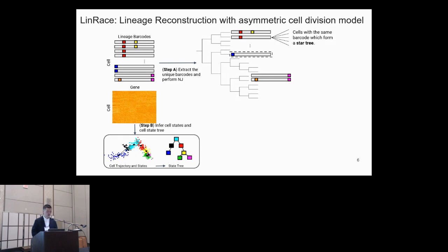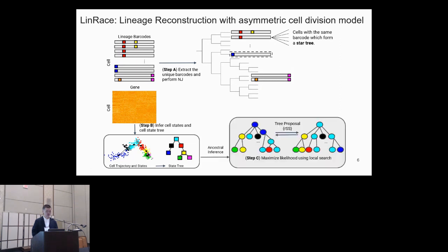Step two is to take the gene expression data, and we run a certain trajectory inference method to get the cell state as well as the cell state tree of the gene expression data. For each group of cells with the same barcode, in step C we use the maximum likelihood framework with local search and try to find the best tree topology that explains the gene expression data between those cells. In the end, we attach those gene expression subtrees onto the tree backbone, which yields our final reconstructed tree.